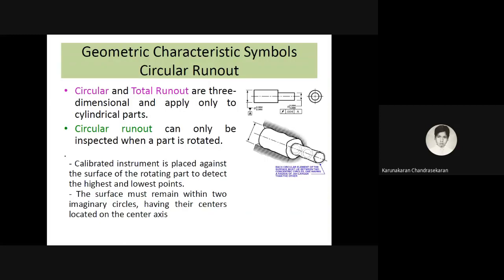Then we have another two terms, circular runout and total runout. Circular runout is nothing but the deviation in the part when it is rotated. Here we have mentioned circular runout, for which we use a single arrow. We observe how much deviation there is and take the value with the unilateral or bilateral tolerance. The reference plane here is the A reference plane, and the deviation which you observed using your dial gauge has to be mentioned here.